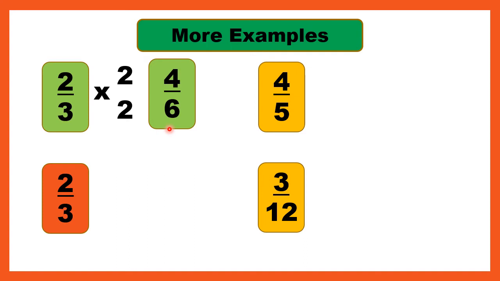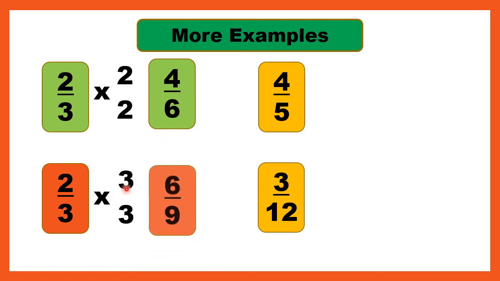Let's try another example. 2/3, let's try to multiply them by 3. 2 times 3 is 6. 3 times 3 is 9. 2/3 and 6/9 are equivalent fractions.